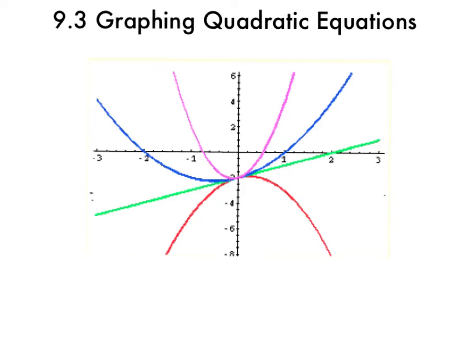This is the 9-3 video on graphing quadratic equations. I just want to point out a couple things in this picture. This red graph, the blue graph, and the purple graph are all quadratic equations. This green line is considered a linear equation. Everything that we'll be graphing in this section will graph as a quadratic equation, so it will look like one of these parabolas or these U-shaped curves.